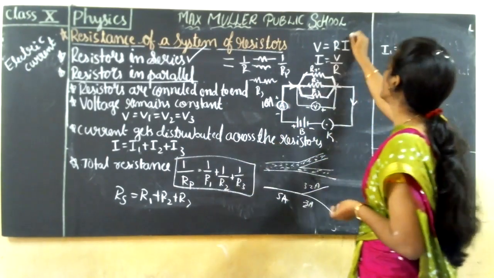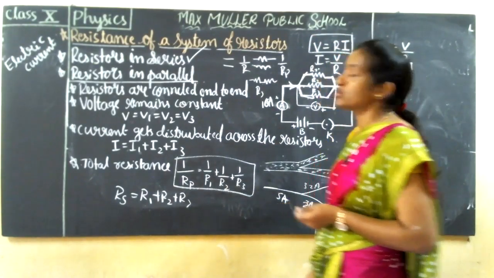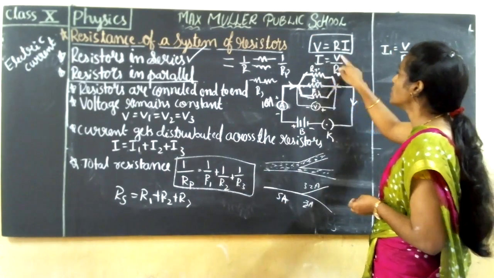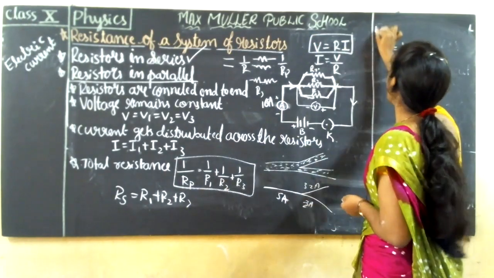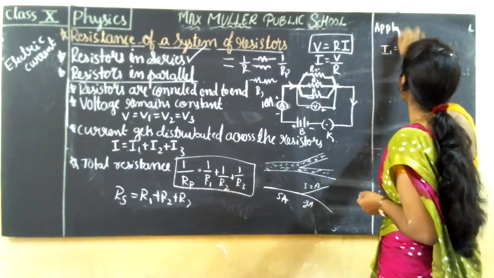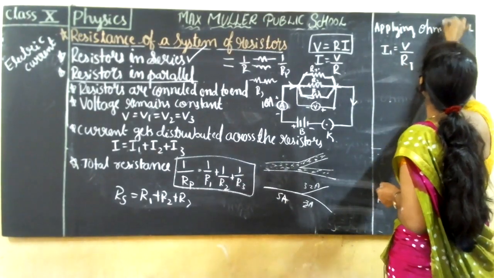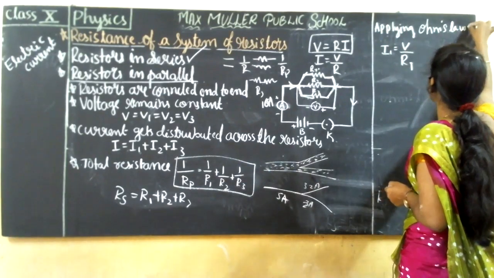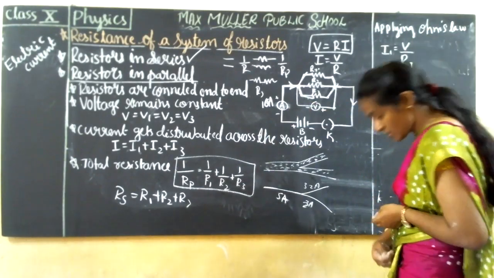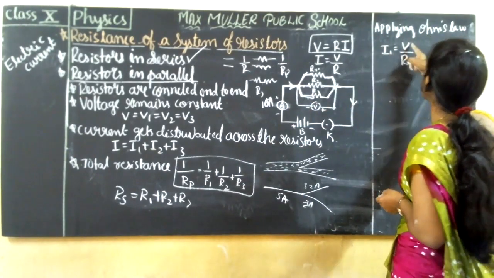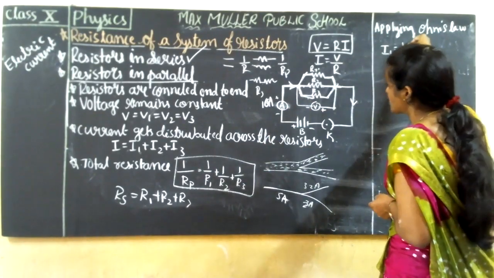So what is Ohm's law here? V is equal to IR, or V is equal to R into I. I am going to write it in the form I is equal to V by R. So applying Ohm's law for all the resistors, we get I1 is equal to V by R1, because V is a constant here.